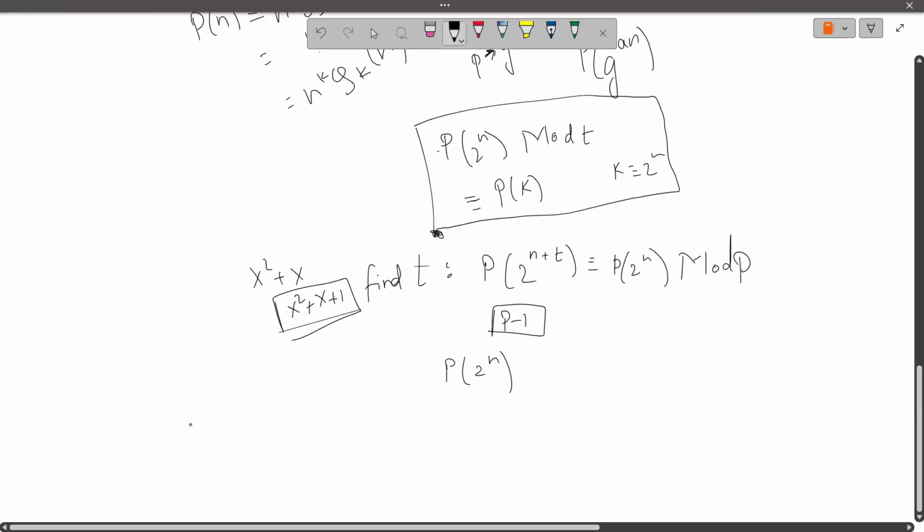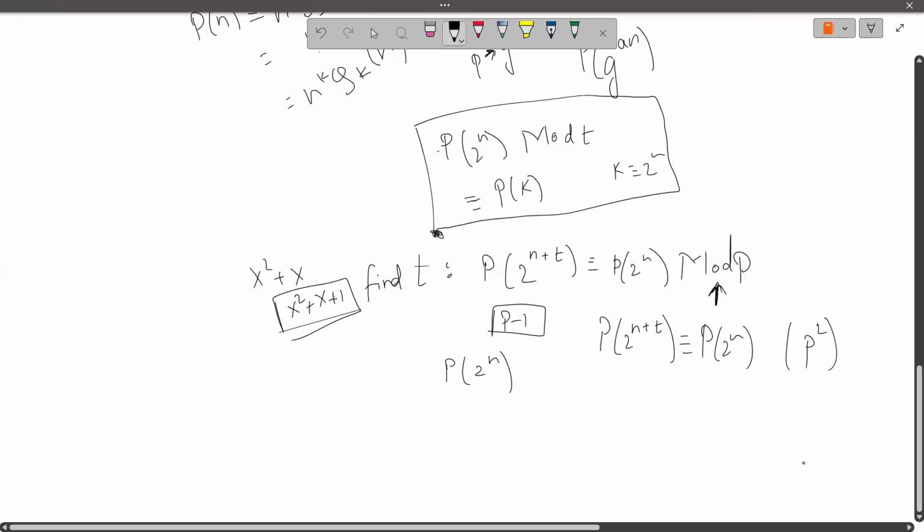Then, if you reduce the power, can you do the same thing here? My question was, can you do the same thing here? Like, you did this, you could do the same thing with the VP, right? Like 2 raised to the power n, P of 2 to the n, for mod p squared. Can you find such a t?